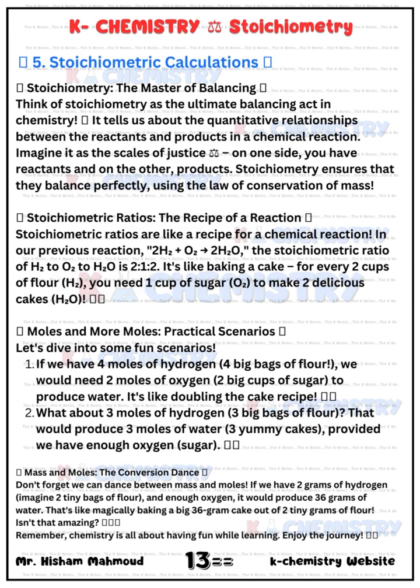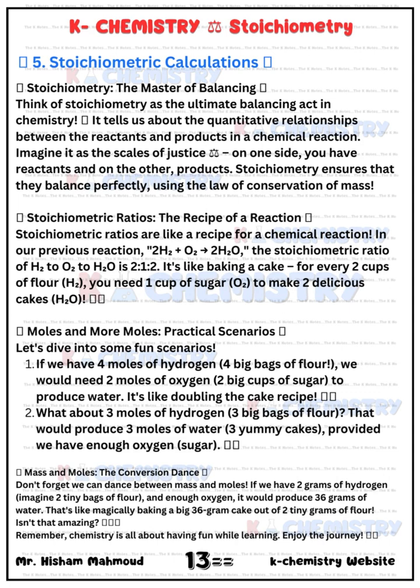So, moles and more moles: practical scenarios. Let's dive into some fun scenarios. If we have 4 moles of hydrogen, we would need 2 moles of oxygen to produce water. It's like doubling the cake recipe. And if we triple it, 3 moles of hydrogen, how many moles of water will be formed? 2 forms 2, so 3 will form 3 again, provided we have enough oxygen.